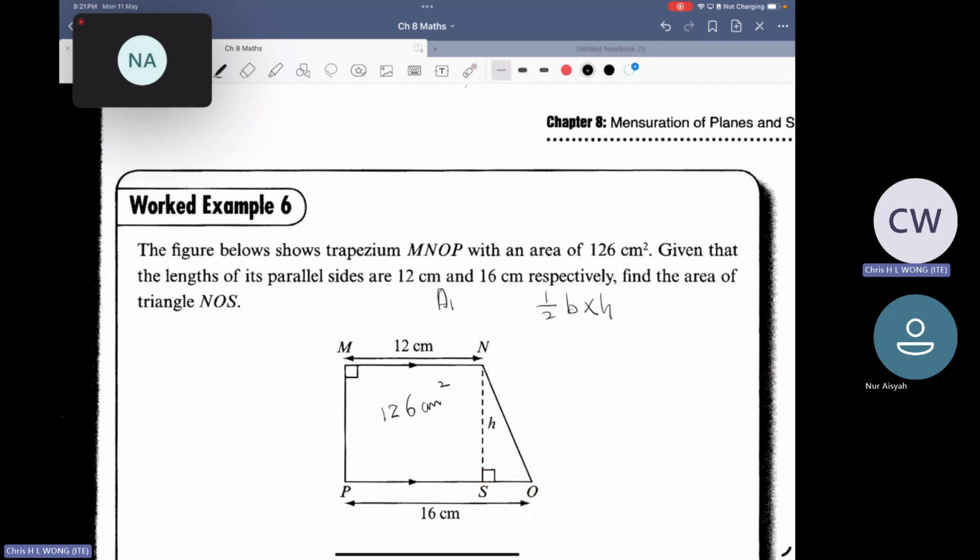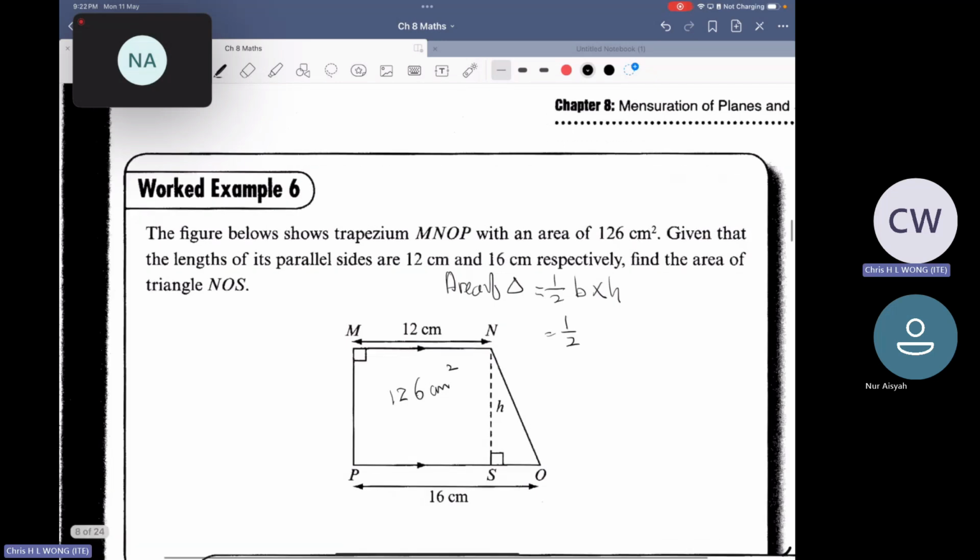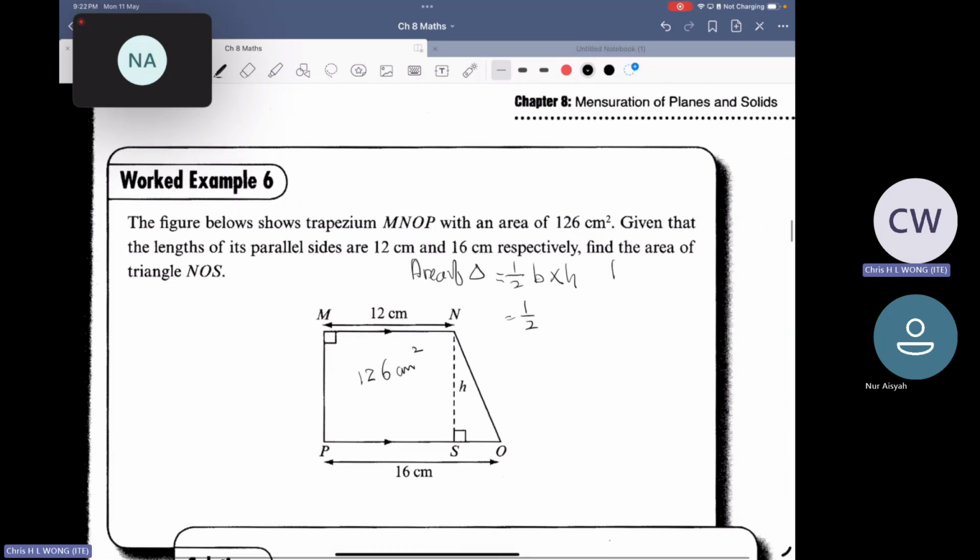Area of triangle equals a half base times height, equals a half base, 16 minus 12. What is 16 minus 12? 4, right? So equals half times 4 times, what is h? But do you know h? You don't know h. You don't know what is the height of the triangle.